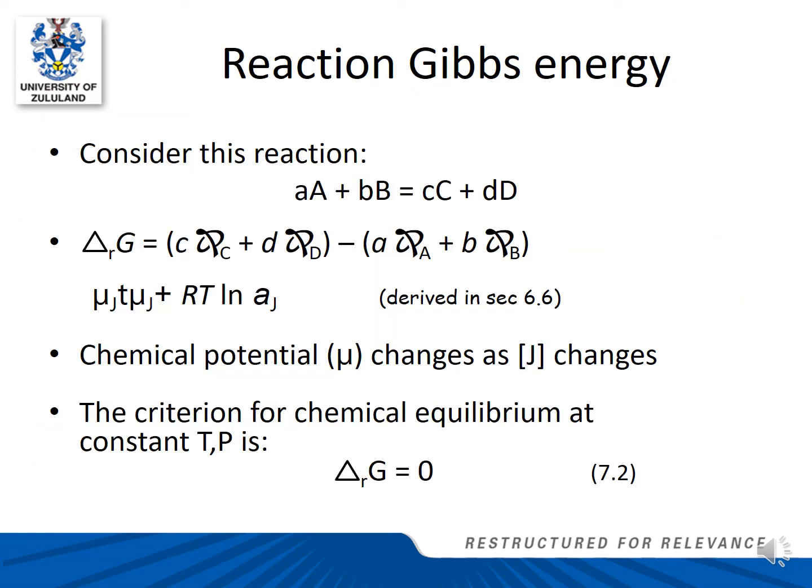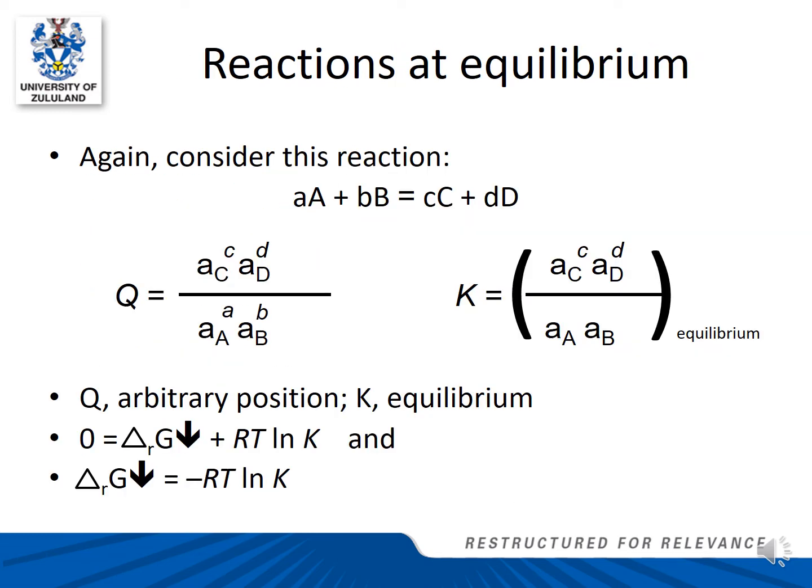But if our reaction Gibbs energy is at equilibrium, at constant temperature and pressure, we are going to say Rg is equal to 0. But if we know the equilibrium constant, we can also calculate the reaction Gibbs energy by using this equation. Reaction Gibbs energy is equal to minus RT, the ln of K.